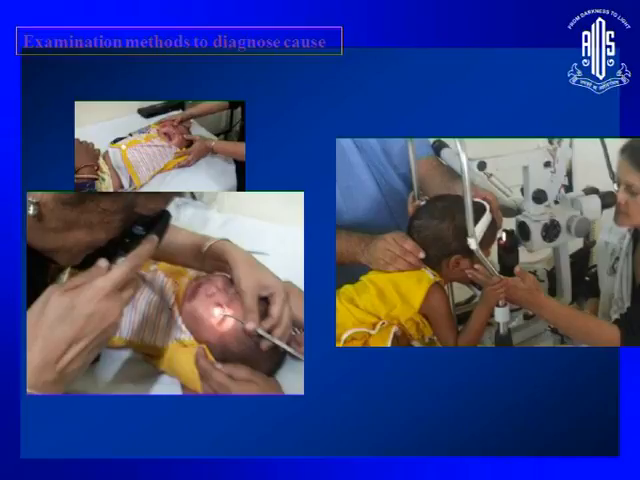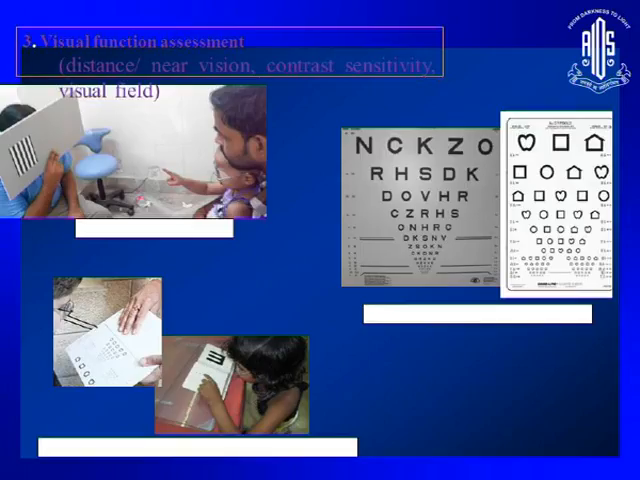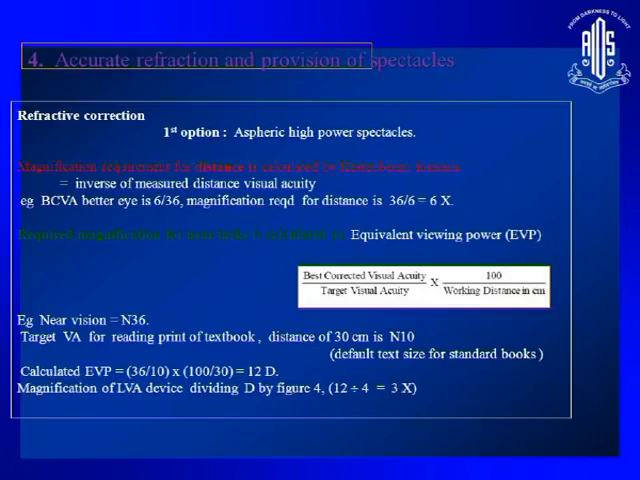And then examination methods are also very important. We have to go through a proper and complete examination. Vision assessment with the Lea charts has already been explained. And then these are some of the formulas that we generally use.